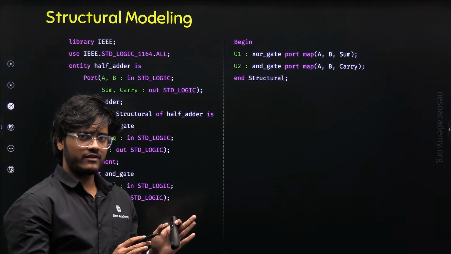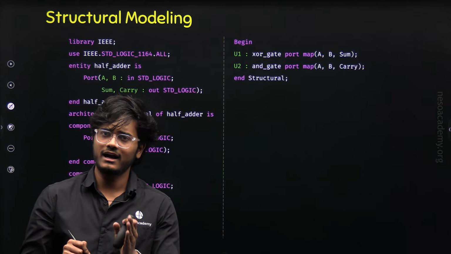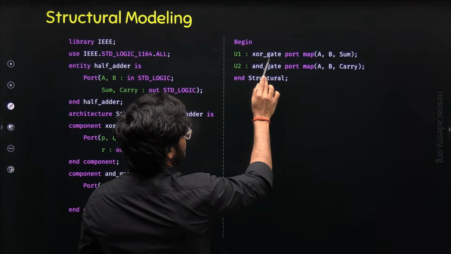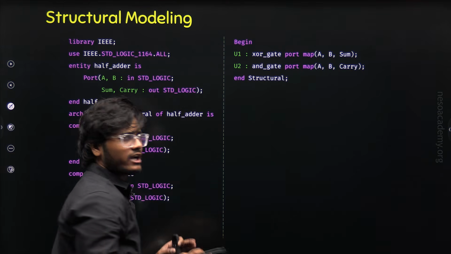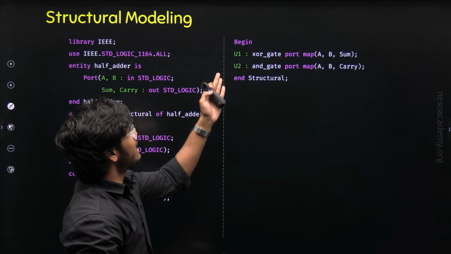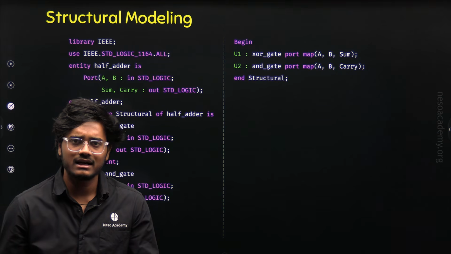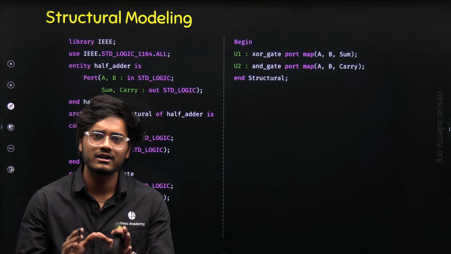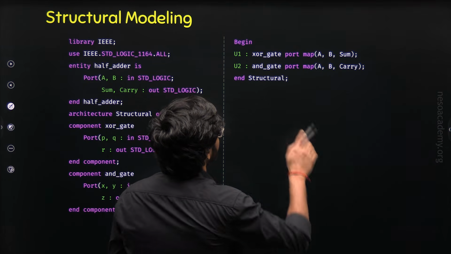Now, in the case of half adder, since we have only one XOR gate and one AND gate, here we are declaring only one instance for the XOR gate and one instance for the AND gate. So I hope you understand what instances are. Overall, the instances are the copies of the components that we are using to create our structure.